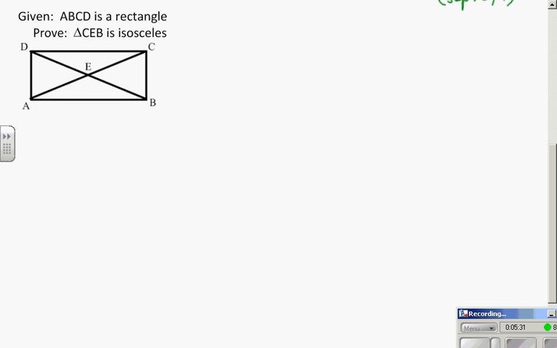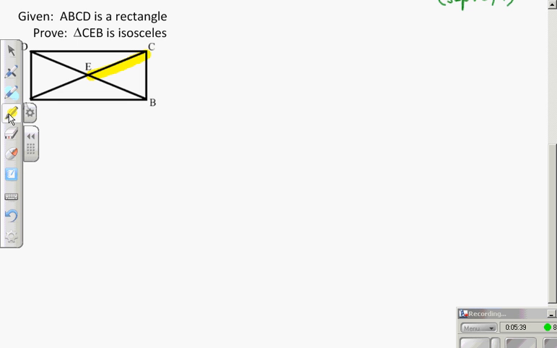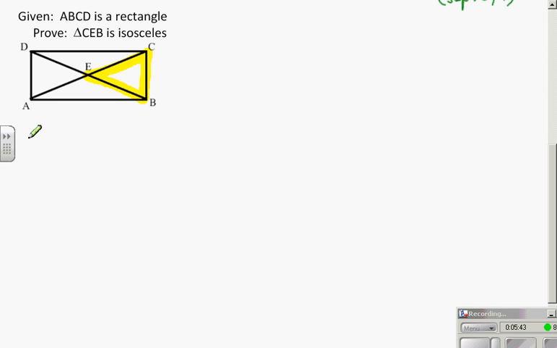All right, so being as I have so much to choose from, I really have to work this one backwards. What I need to try to prove is that this triangle right here is isosceles. Now, in order to say that a triangle is isosceles, I have to say that there are 2 equal sides. In this picture, EC and EB seem like the most likely candidates to be my equal sides. Well, what are EC and EB? They're parts of the diagonals of the rectangle.